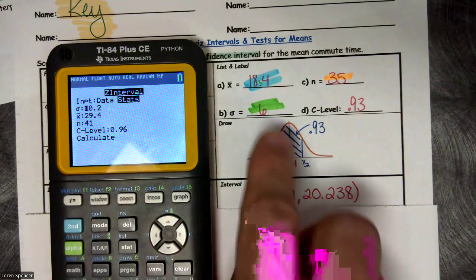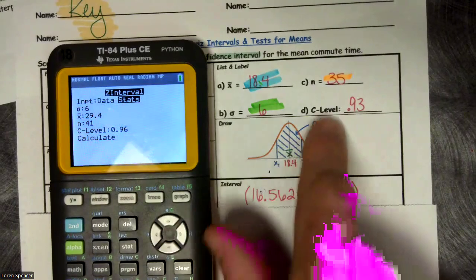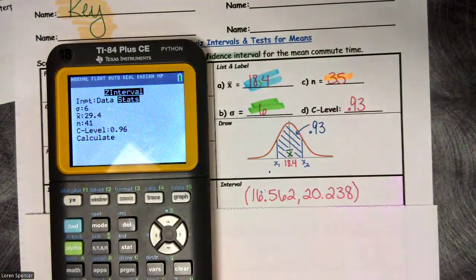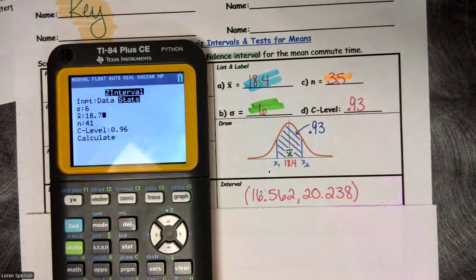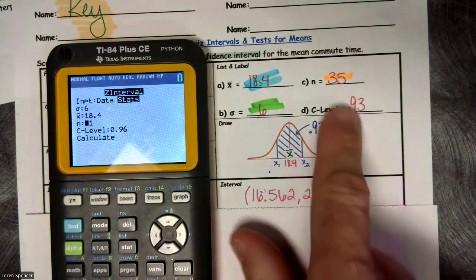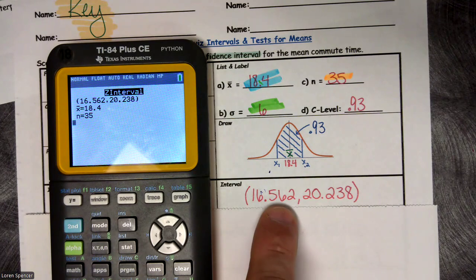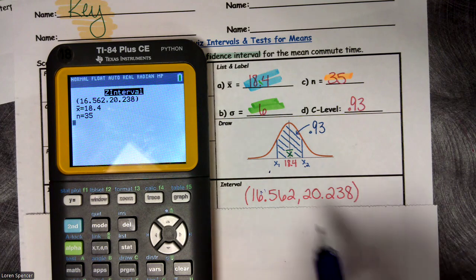Well, the very first thing it asks for is the population standard deviation, which is 6. Then it asks for our x bar, which is 18.4. Then it asks for our sample size, which in this case was 35. And we wanted a confidence level of 0.93. And we calculate, and there it is, 16.562 to 20.038.